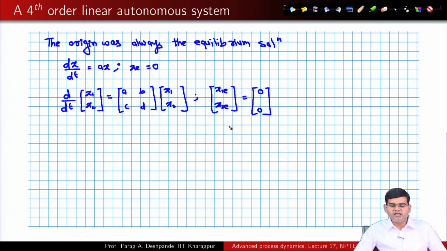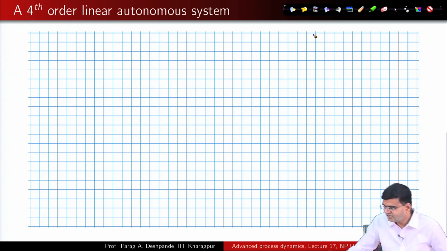unstable. But now the question is, is it always true that you will have only and only 0, 0, 0 as the equilibrium solution? Can you have a system where not only the origin is the solution, but you have other solutions also which are equilibrium solutions? So, let us take an example and see if this is the case.